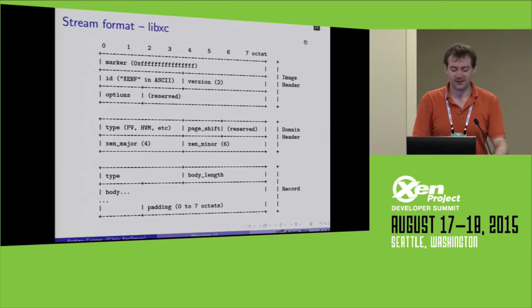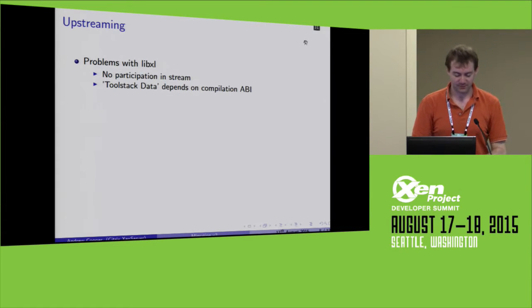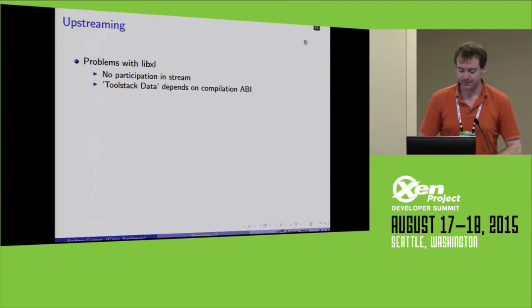By this point, we had XenServer working perfectly well. If you were doing an upgrade from an older version of XenServer, you knew it was 32-bit, and this was working fine. But there's a little bit of a problem here. We didn't want to be maintaining our own fork of live migration, so we had to go and upstream it.